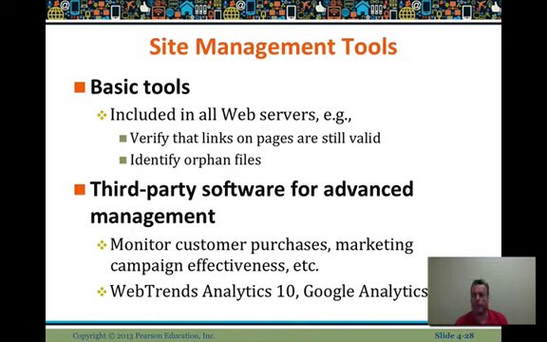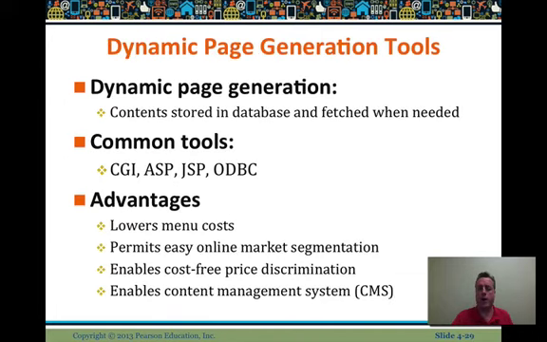Making sure your pages are still valid and finding orphan files and links that are no longer valid, and you can generate reports on that so you help with your cleanup and your ongoing maintenance. But there's third-party software for advanced analytics such as Core Metrics and Web Trends and Google Analytics, which is a free product but very, very powerful. Omniture is another one. Very, very detailed, can monitor things such as marketing campaigns, their effectiveness, customer purchases, referral sites, and all of that.